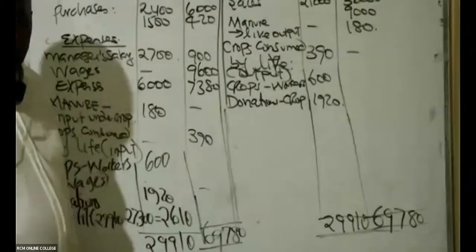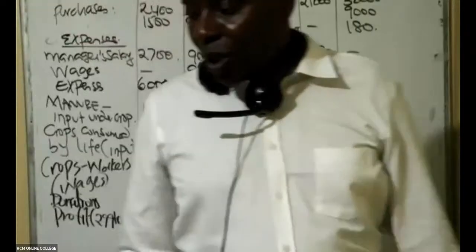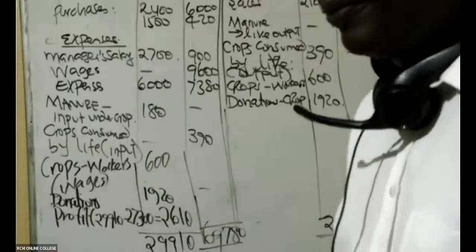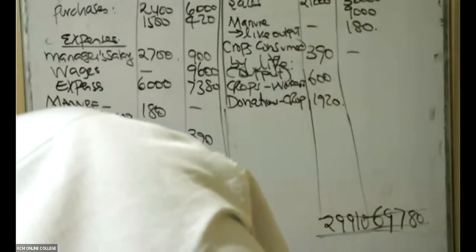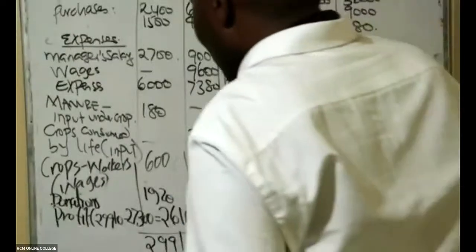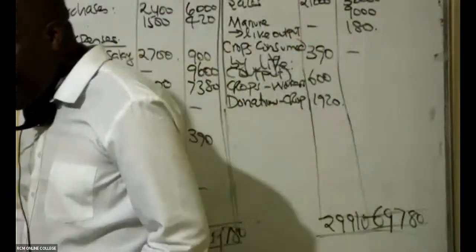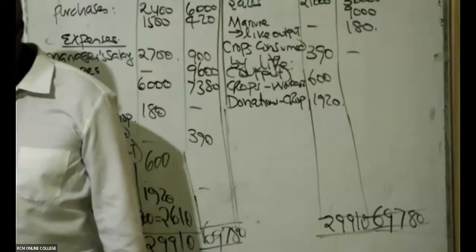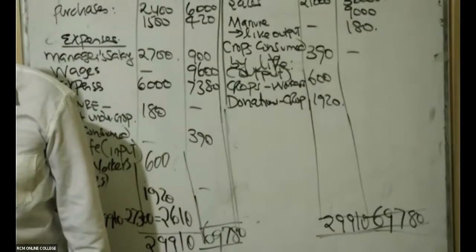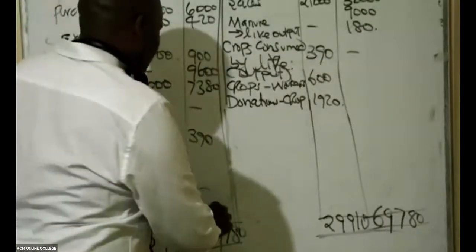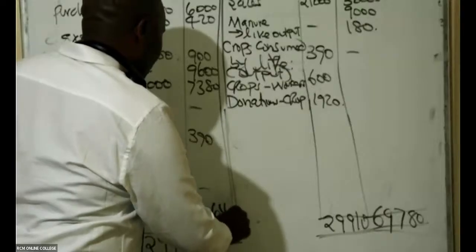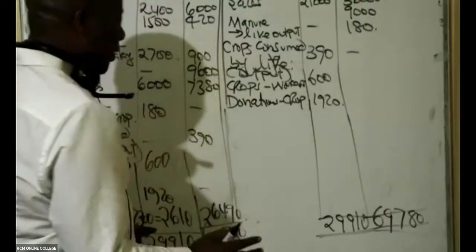A profit of how much? Thank you, Isaac. Can somebody tell me the profit here? Somebody is telling me it's very huge: 26,490. A profit of 26,490. That is it.